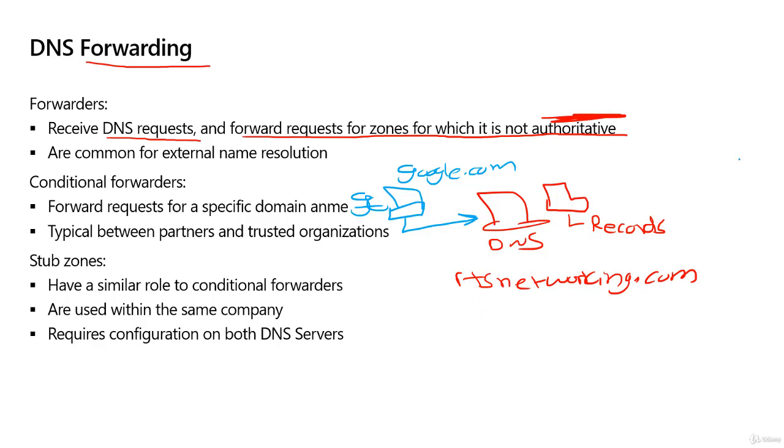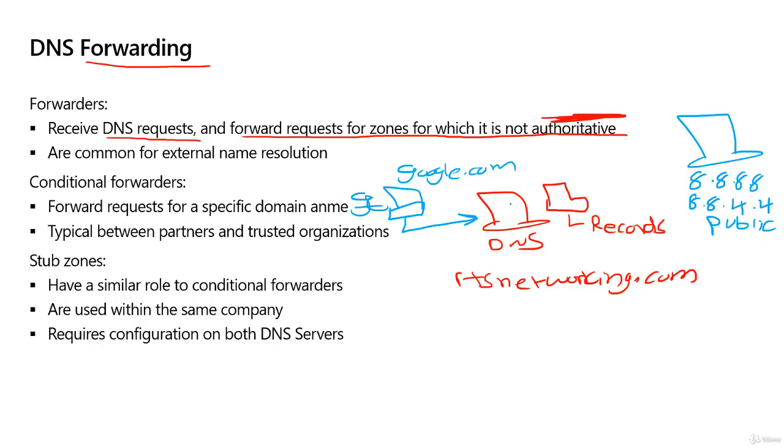A forwarder can be another DNS server out on the internet. Actually, a common one is the Google DNS server, which has an IP address of 8.8.8.8, and they have two of them, and 8.8.4.4. So these are public DNS servers that anyone can use.